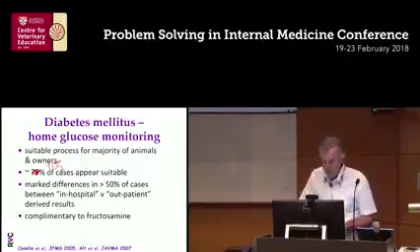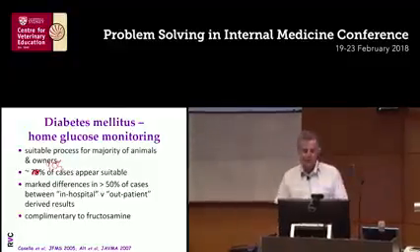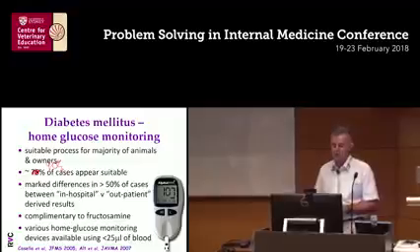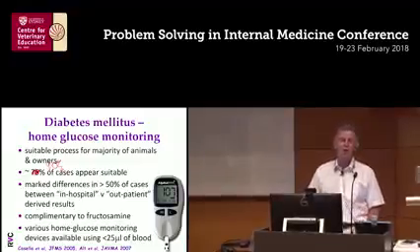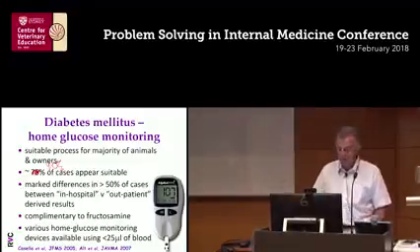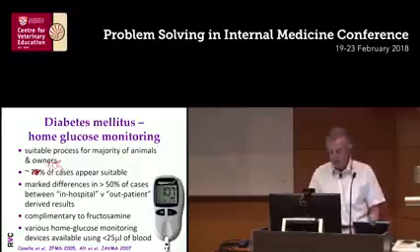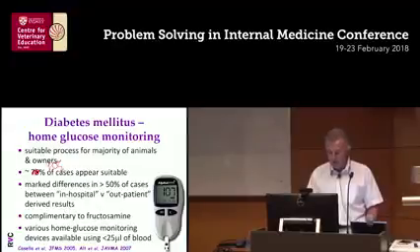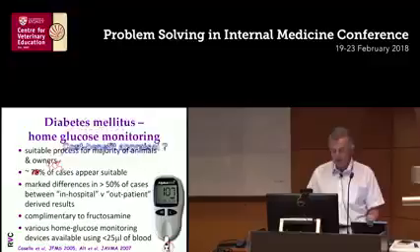I think the way to think of it is that it's complementary to fructosamine, and there are a range of different devices. The Alpha Track is the one I show here. That's not essential, but the Alpha Track's advantage is that it can be calibrated for cat and dog, and it only requires 25 microlitres of blood to evaluate it.